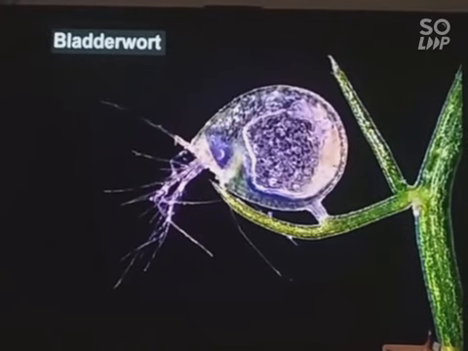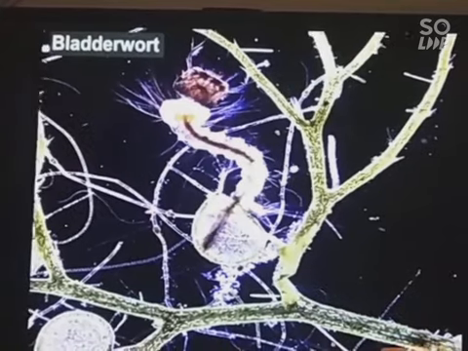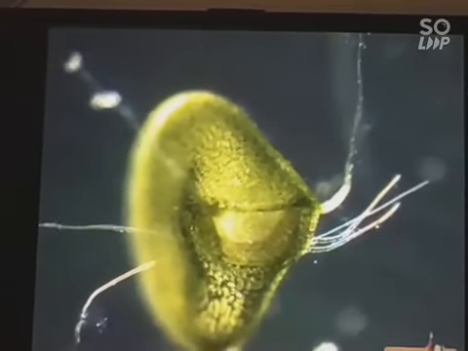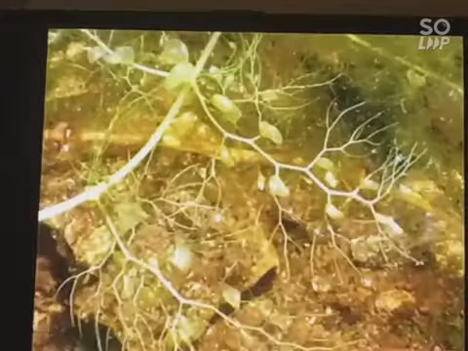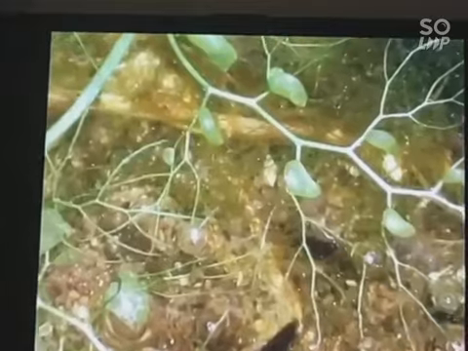Bladderworts are free-floating aquatic plants with leaves modified into pear-shaped bladders or sacs. The bladder has a trapdoor, which acts as a valve, and many sensitive bristles at the neck.